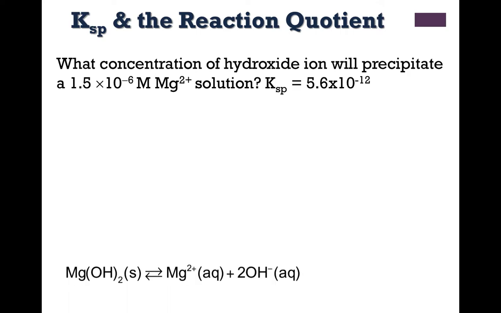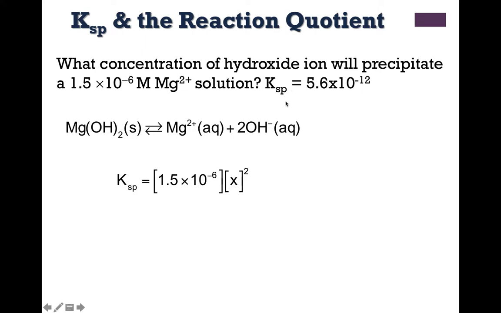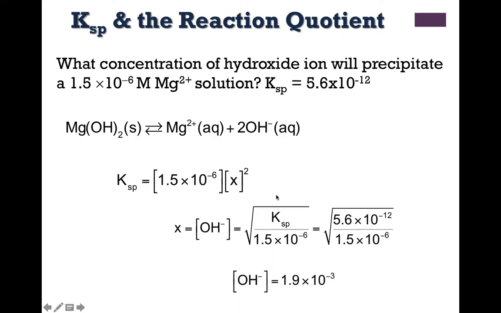Here, we know we're trying to form a precipitate. So we're trying to get to the point where we are just past our KSP value. Well, we know the KSP, and we know the concentration of those magnesium 2+ ions in solution. What we don't know is how much hydroxide we have to add, and so that's what we're trying to figure out. That's our X. Here we're going to solve directly for the hydroxide concentration, so we don't have to double it here. We're just going to square it based upon our KSP or Q expression.